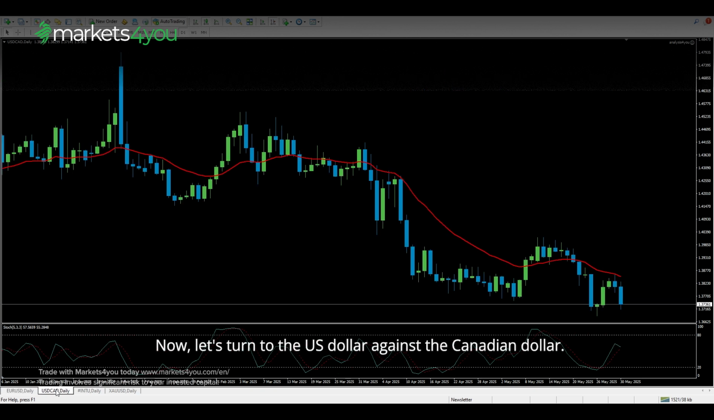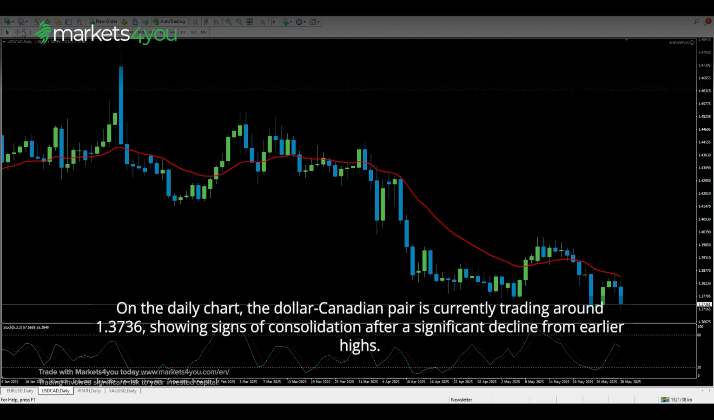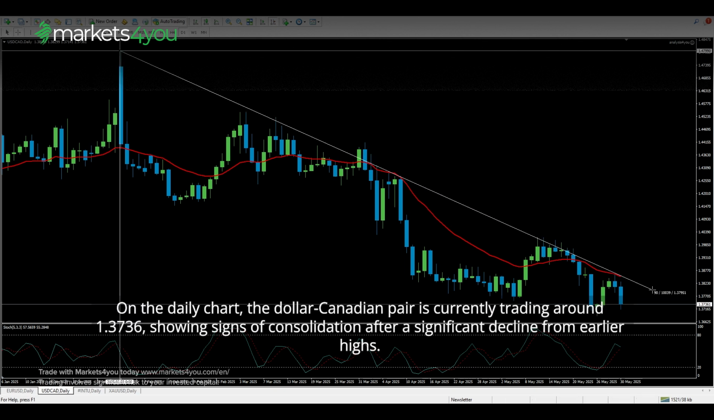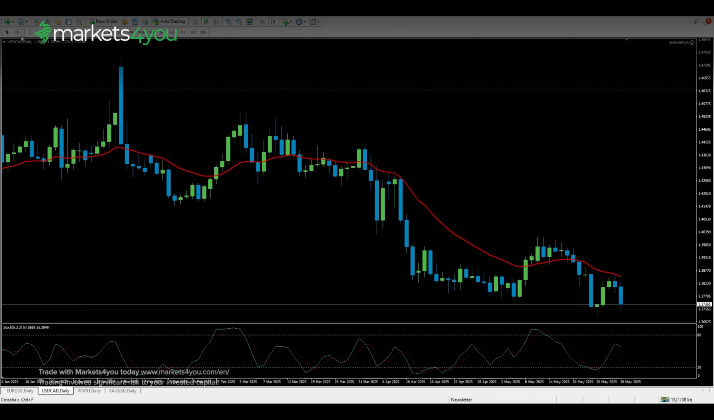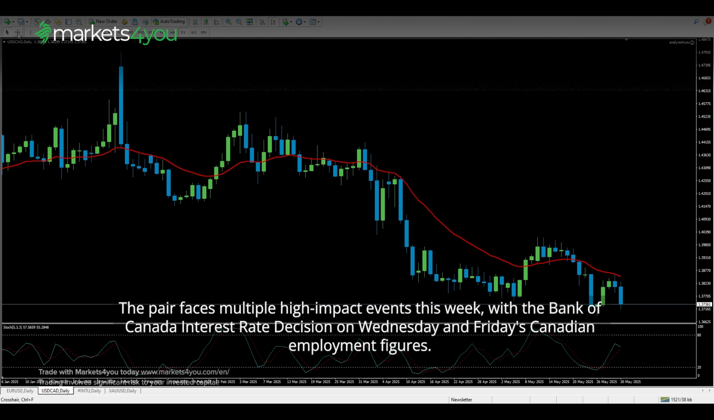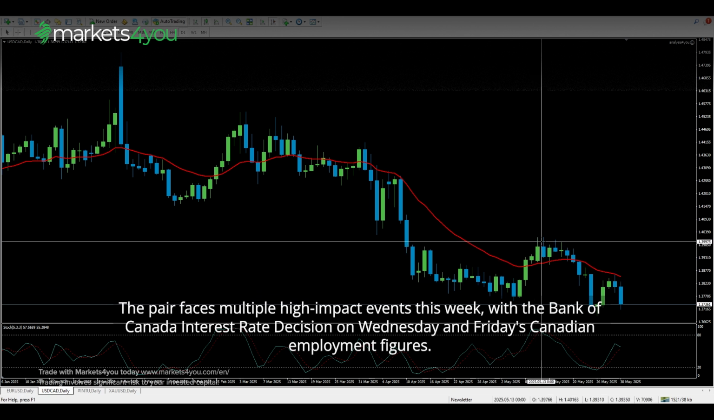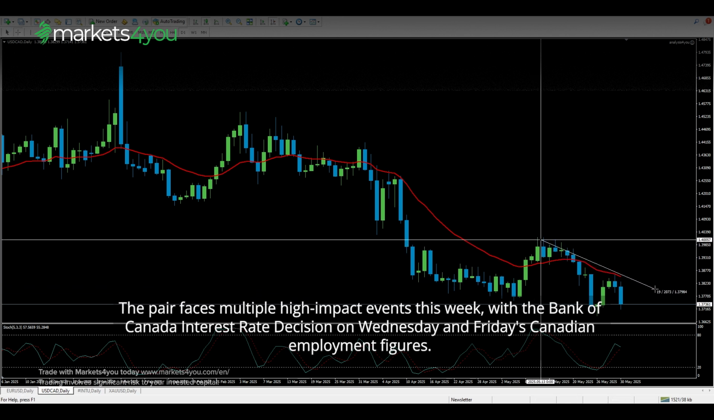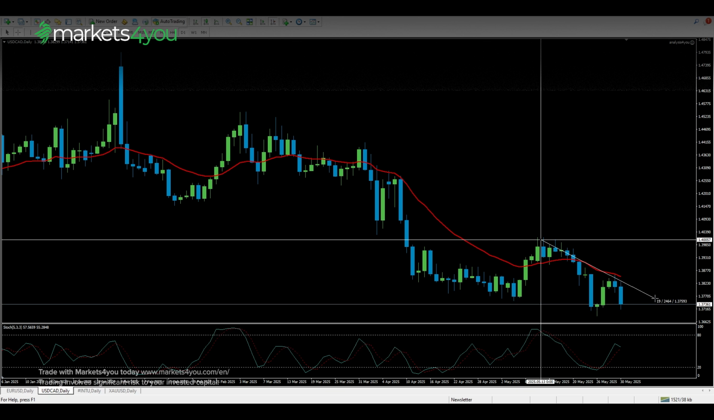Now, let's turn to the US dollar against the Canadian dollar. On the daily chart, the dollar-Canadian pair is currently trading around 1.3736, showing signs of consolidation after a significant decline from earlier highs. The pair faces multiple high-impact events this week, with the Bank of Canada interest rate decision on Wednesday and Friday's Canadian employment figures.